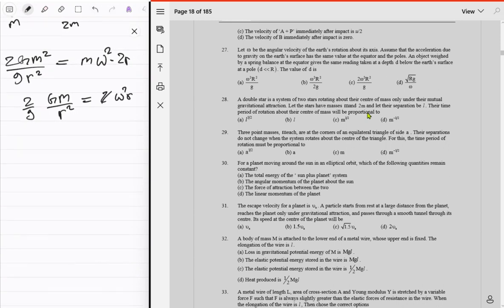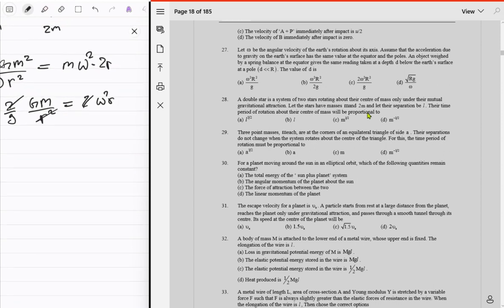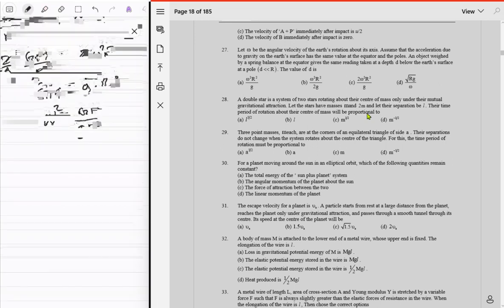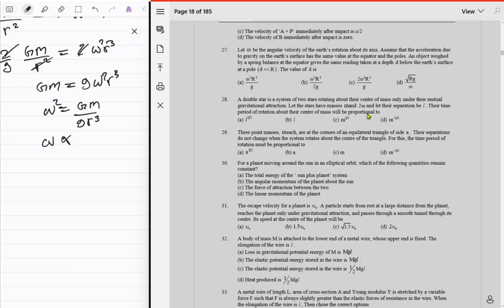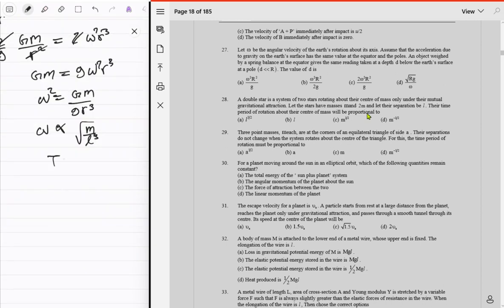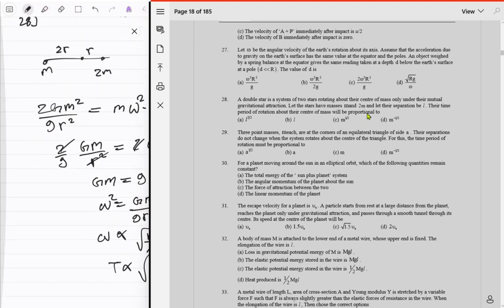Yeah, the 2 cancels. What do you get? The r square on one side becomes r cube on the other, right? So basically G m is equal to 9 omega square r cubed. So omega square is just G m upon 9 r cubed. So omega is proportional to square root of m upon r cubed, the same as L cubed proportionality. The time period is proportional to square root of L cube upon m. So m to the power negative 1 upon 2, and L to the power 3 upon 2. So A and D. Next question.